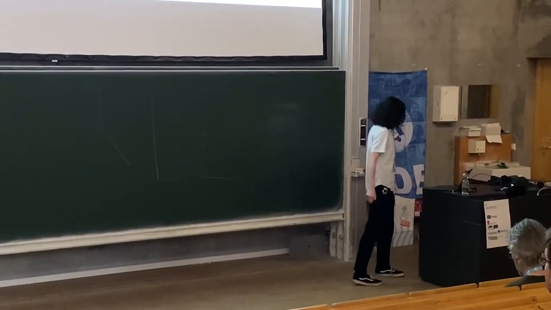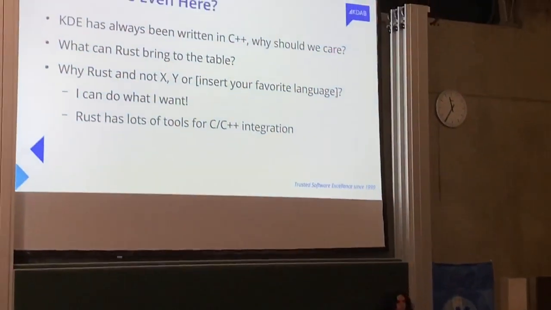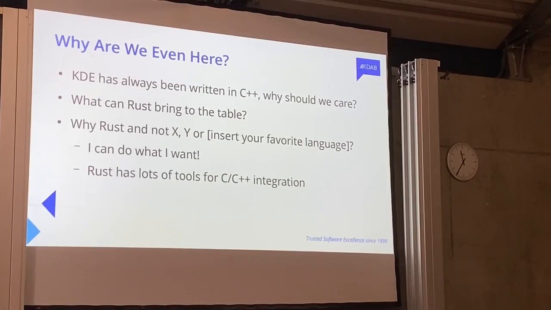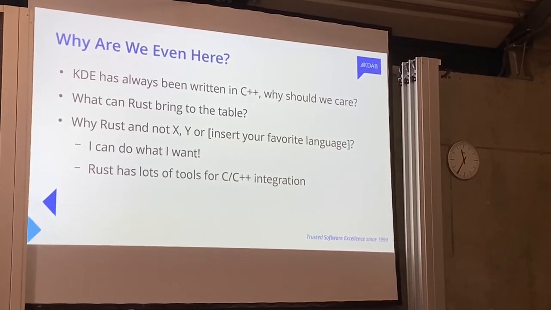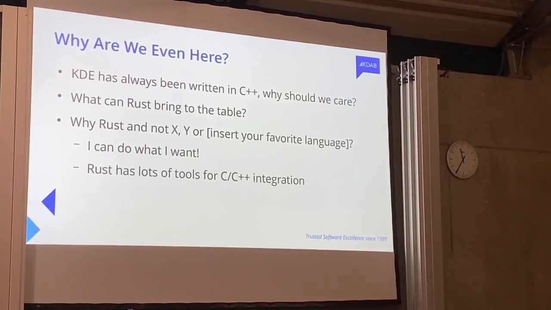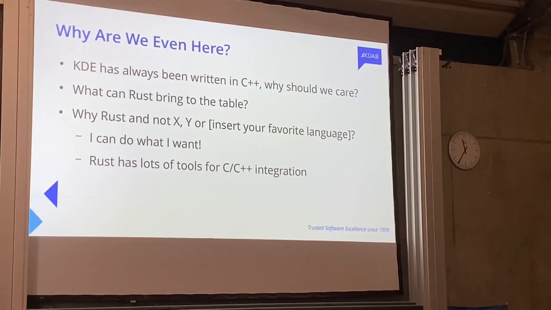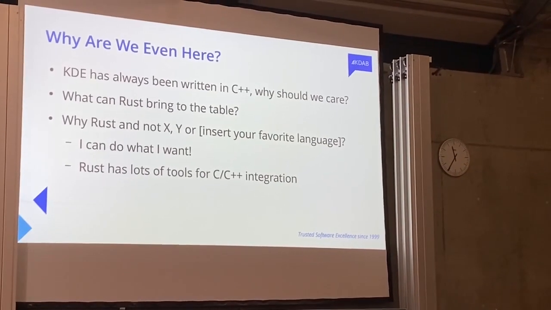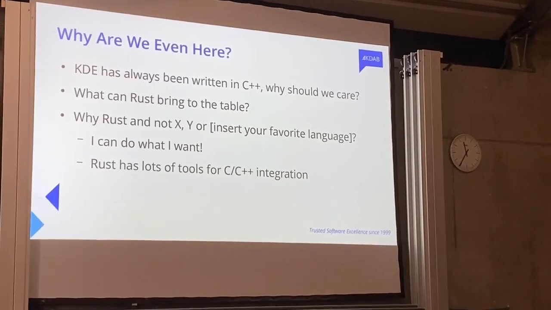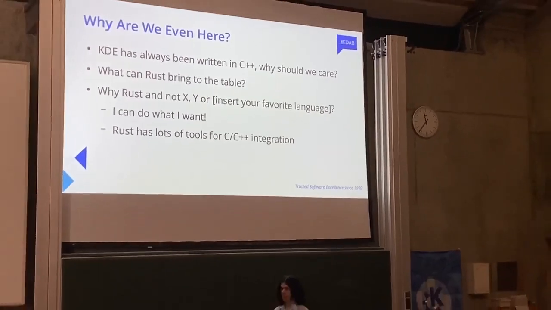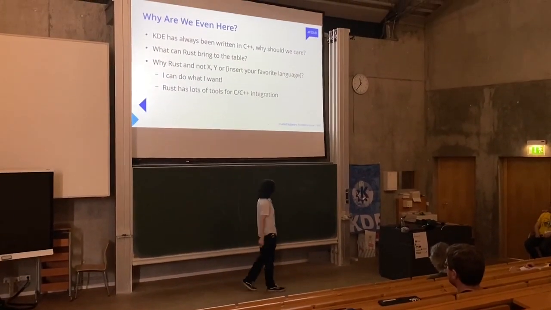I want to go over what Rust can bring to the table. I just want to say, don't ask why Rust and not X, Y, Z or your favorite language, you can ask me afterwards. But I feel like Rust is special because it has a lot of ways to integrate with C and C++. And since it's a systems language too, I think it's a pretty good candidate if we want a second or third language, counting Python, inside KDE.